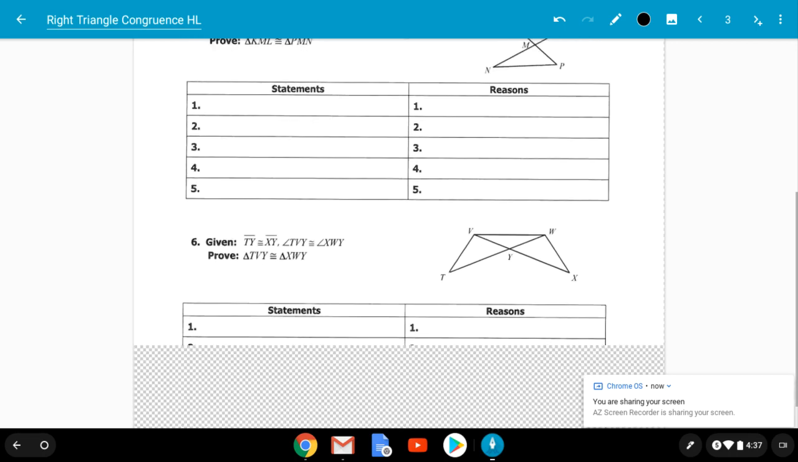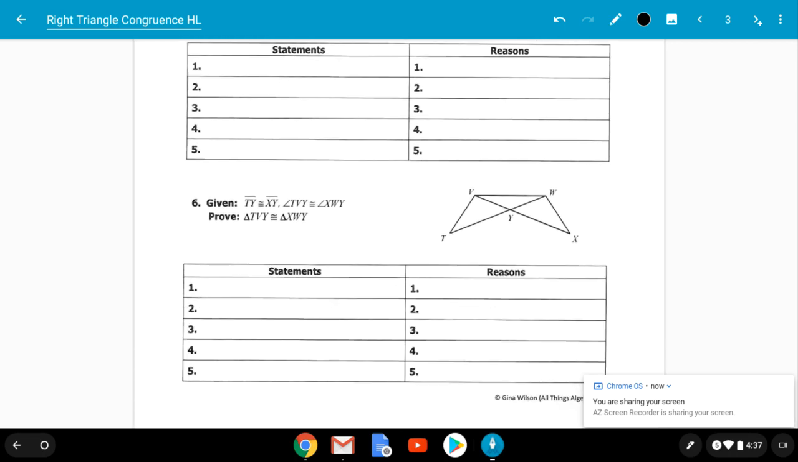And then number 6 is kind of difficult in the sense of they overlap the triangles and it can be confusing. So if I look here, they want you to prove that triangle TVY here, so this portion right here, triangle TVY, is congruent to triangle XWY. So there is no middle triangle here. They just threw in an extra line to try to confuse you.